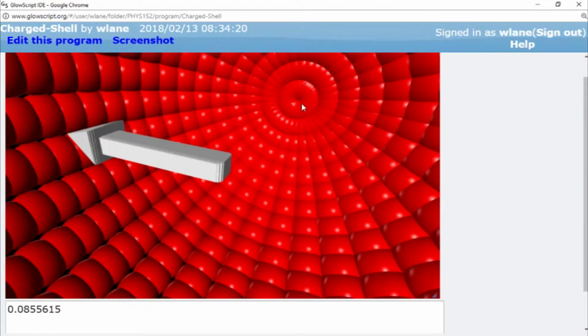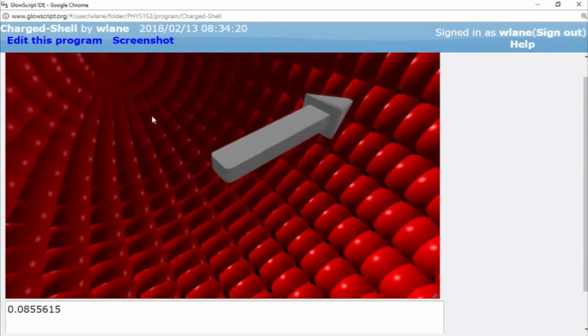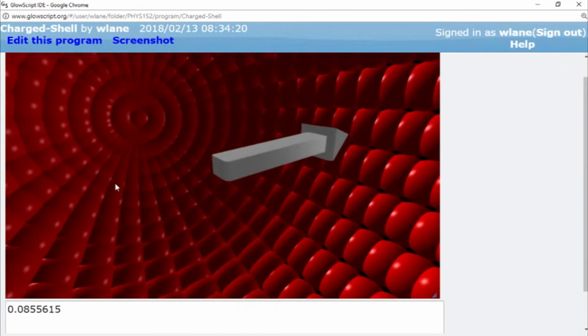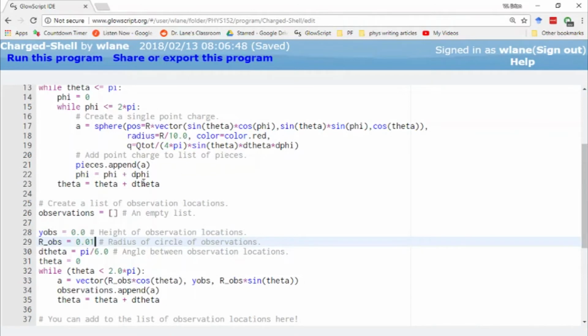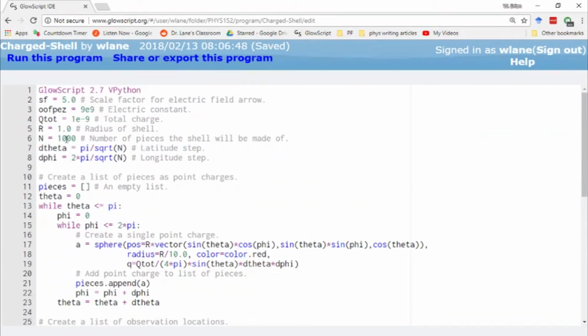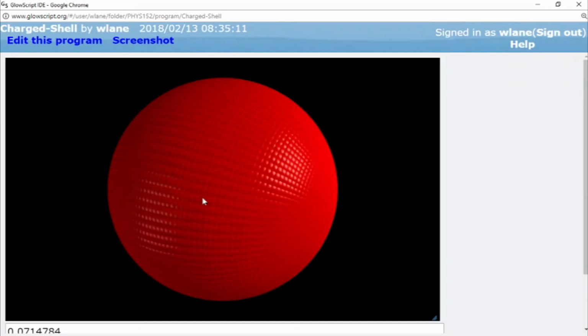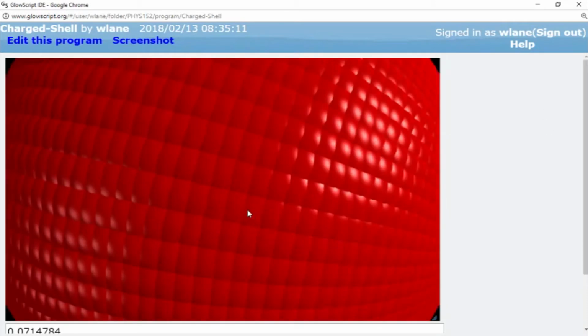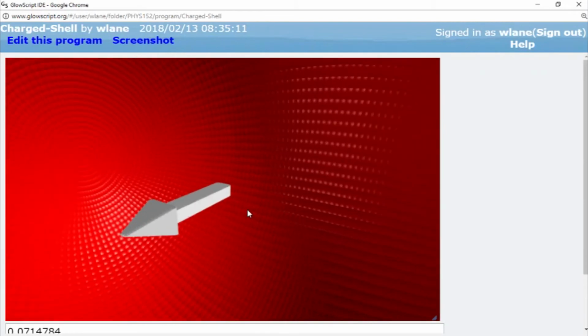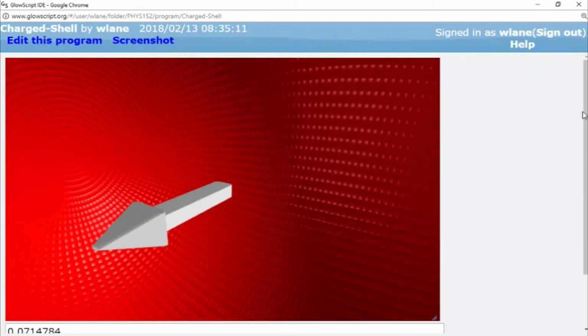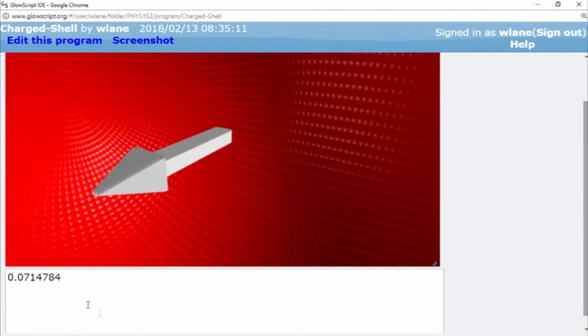One way we can check this is by making this shell a little more shell-like by reducing the size of these point charges. So let's go back up to the top, and let's go from 1,000 pieces of charge along the shell to 10,000 pieces of charge along the shell. So here is our new shell. You notice it's taking a little bit longer to rotate around because it's taking up more memory. If I zoom in, again using the scroll wheel on my mouse, I still get a teeny tiny bit of electric field, but you can see it's gone down a bit. So it went from a 0.08 to a 0.07.